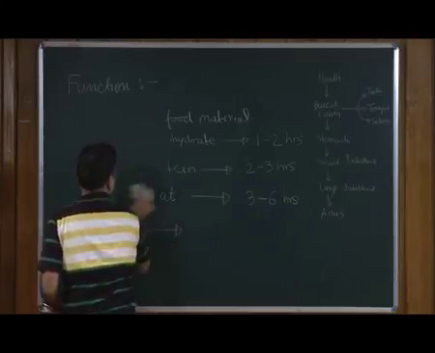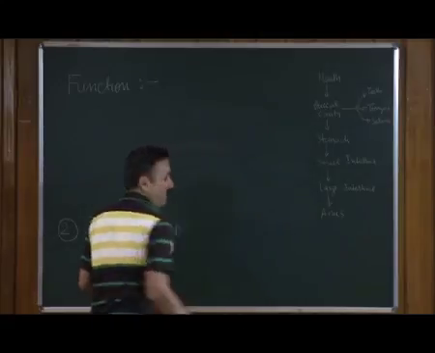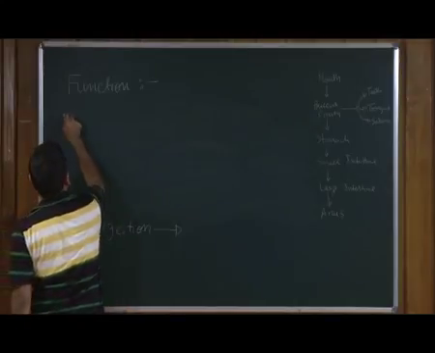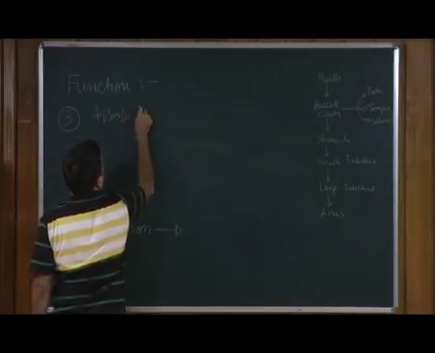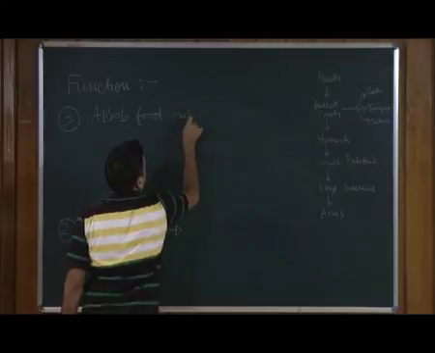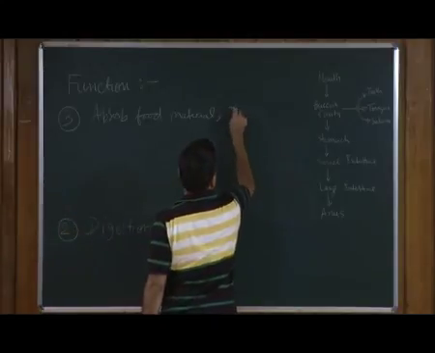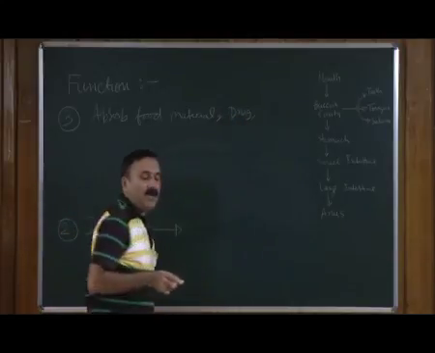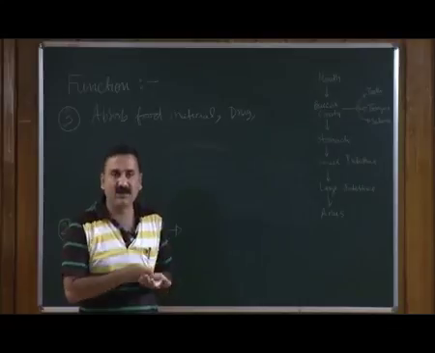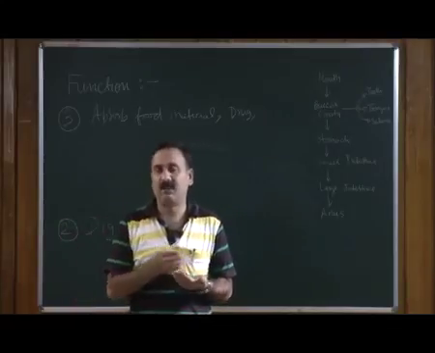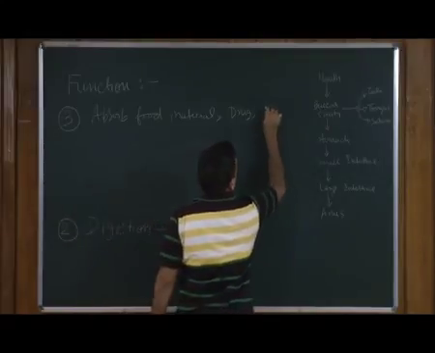What are the other functions? Stomach is the primary site for absorption of carbohydrate and sugar. So, it actually absorbs food material, and when I say food material, I mean mostly carbohydrate and drugs. So, when you take a drug or a pill by mouth, it goes into the stomach, it disintegrates into different components, and those components then get absorbed through the stomach lining.